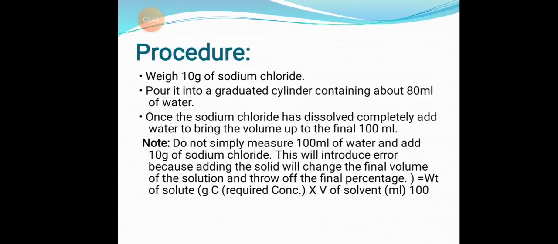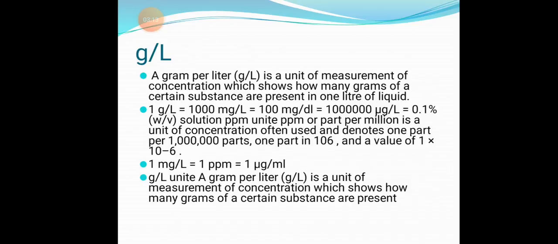Procedure: weigh 10 grams of sodium chloride and pour it into a graduated cylinder containing about 80 ml of water. Once the sodium chloride has dissolved completely, add water to bring the volume up to the final 100 ml. Note: do not simply measure 100 ml of water and add 10 grams of sodium chloride. This will introduce error because adding the solid will change the final volume of the solution and throw off the final percentage, which is equal to weight of solute in grams times required concentration divided by the volume of the solvent in ml, 100.